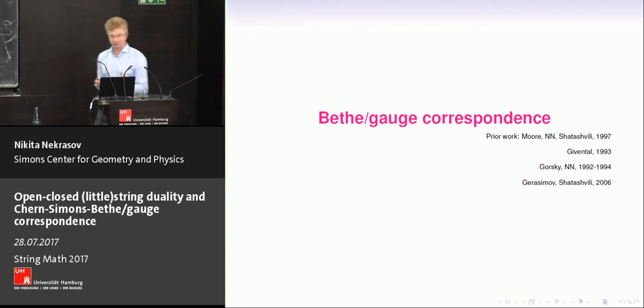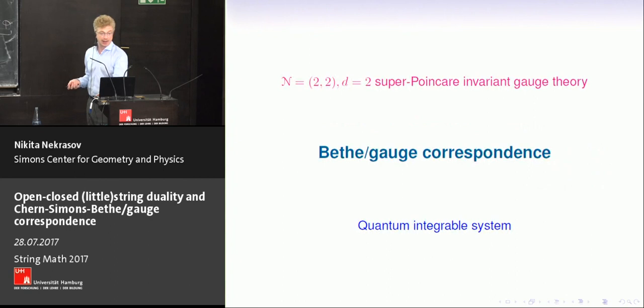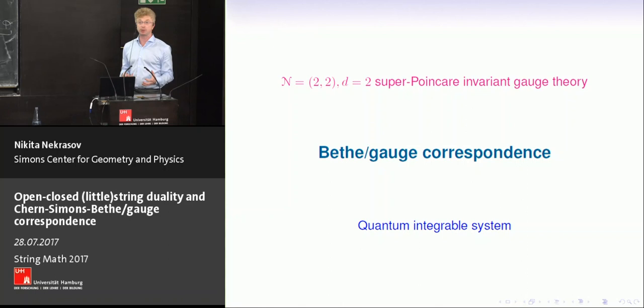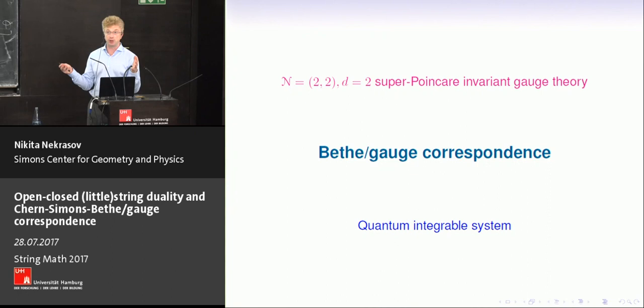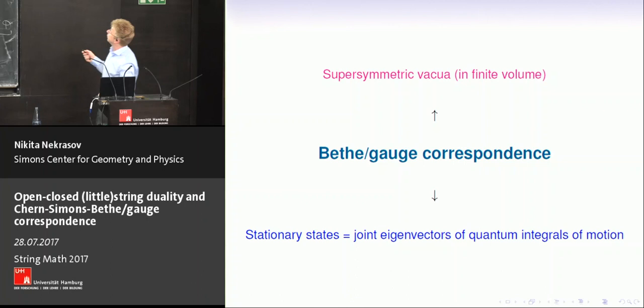Then almost 10 years later, Gerasimov and Shatashvili came back to this problem, started to poke it from various angles, got me jealous, and then we realized with Samson that it's a very general story, formulated in a very simple way. The claim is that there is a correspondence between quantum integrable systems and gauge theories with two-dimensional N=2 super Poincaré invariance. This is some kind of dictionary. The supersymmetric vacua of the gauge theory in finite volume correspond to the stationary states of the integrable system, which are joint eigenvectors of quantum integrals of motion.